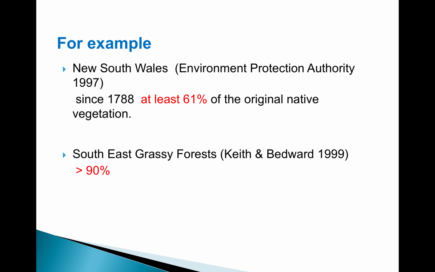Thirdly, in New South Wales since 1788, at least 61% of the original native vegetation has been cleared, thinned, or substantially or significantly disturbed. The proportion of area cleared varies between region and community type, and in some cases has exceeded 90%.